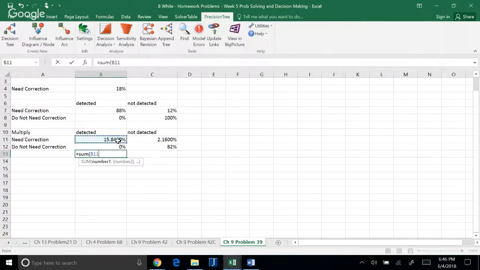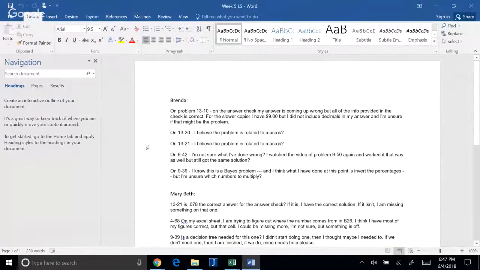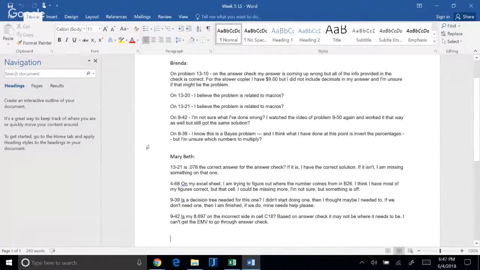So then what we would do is we'd have 15% of cars that have a problem detected, and we would have 84% of cars that have a problem that's not detected. Okay. So then your last step here is divide. I could just keep going on this one, but I'm going to go ahead and stop here. That should be able to get you to where you can finish the rest of the problem. So I think that was all of Brenda's problems. So I'm going to go to Mary Beth's next.